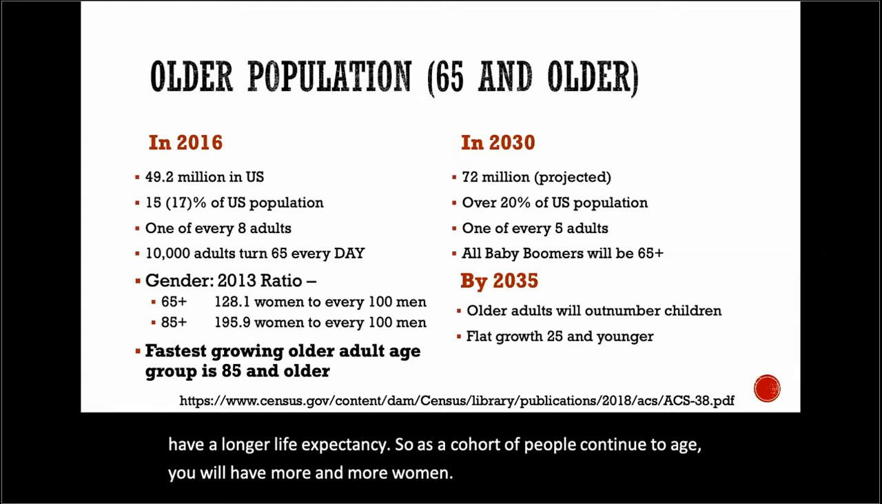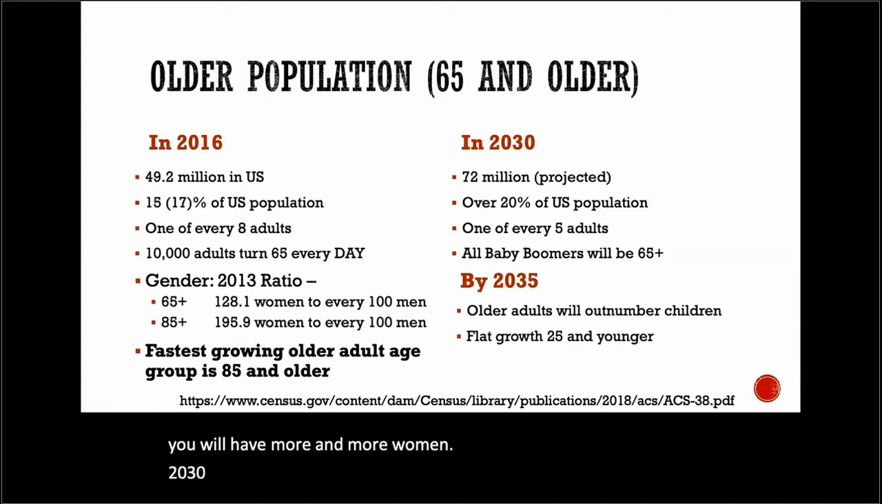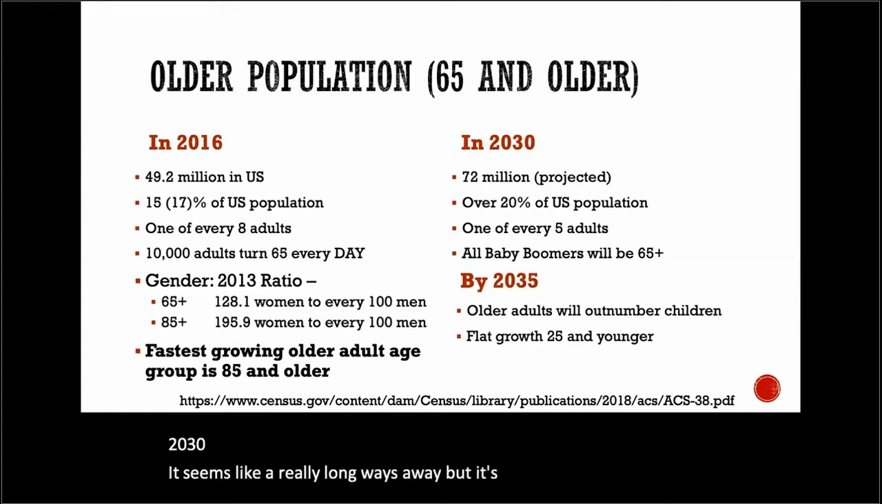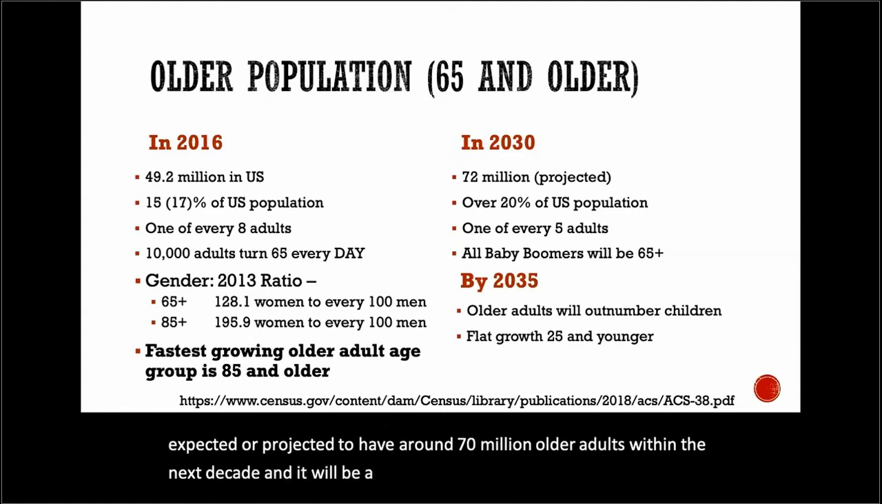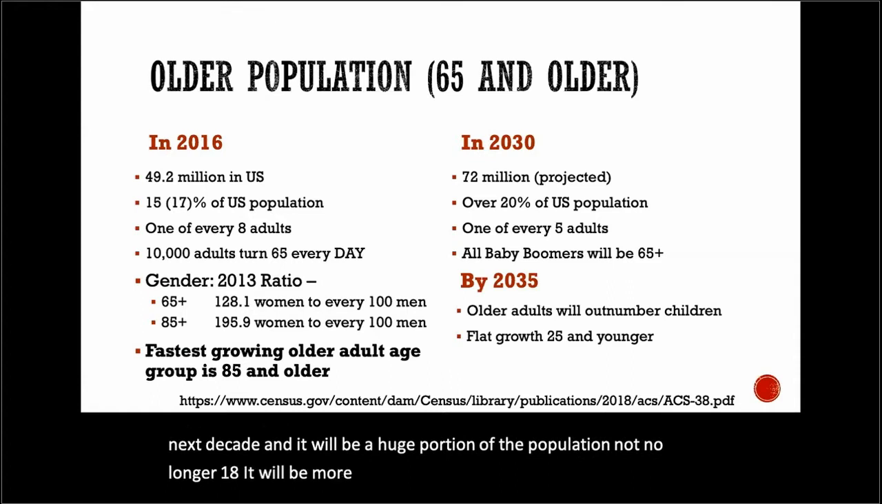So 2030, it seems like a really long ways away, but it's not. It's only 10 years. We're projected to have around 70 million older adults within the next decade, and it will be a huge portion of the population. No longer 1 in 8. It'll be more like 1 in 5. And by then, all of the baby boomers will be older adults.